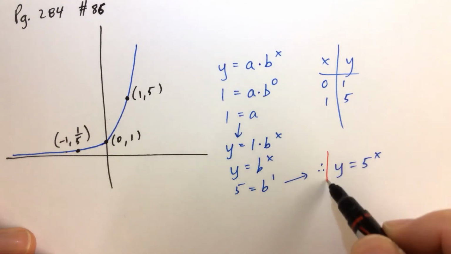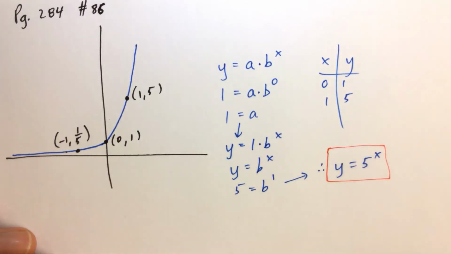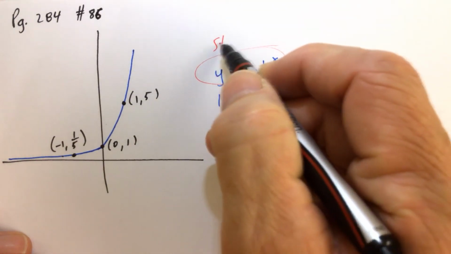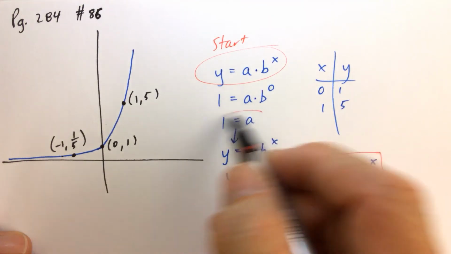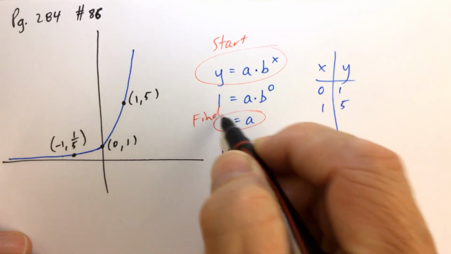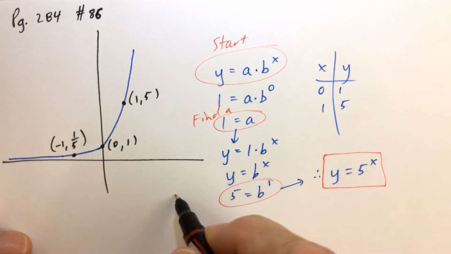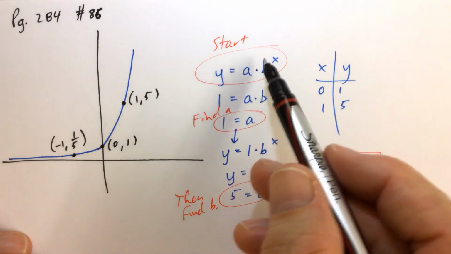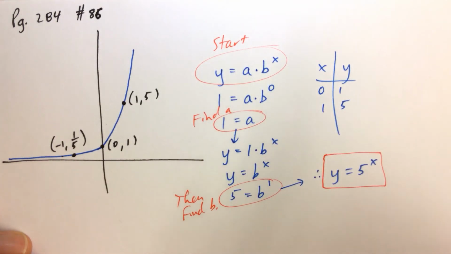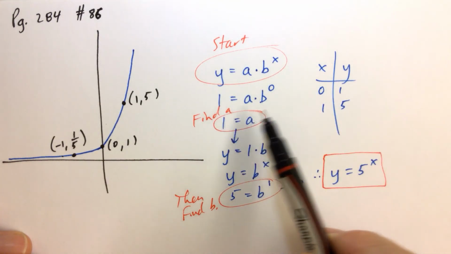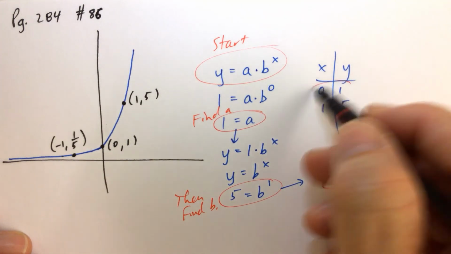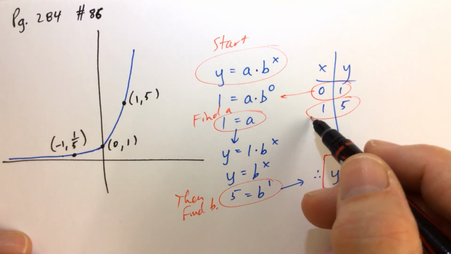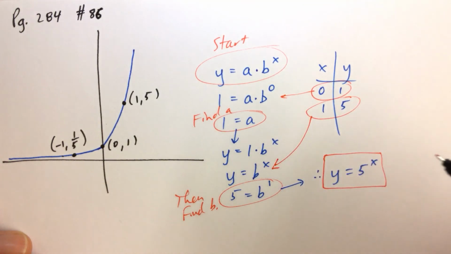We were already told that it's exponential. So once you're told it's exponential, that would be the start here, and then find a first, and then find b. So basically, you're starting with the basic form of an exponential equation, and then using the point (0, 1) to find your a, and then you're using the point (1, 5) to find your b. That's it.